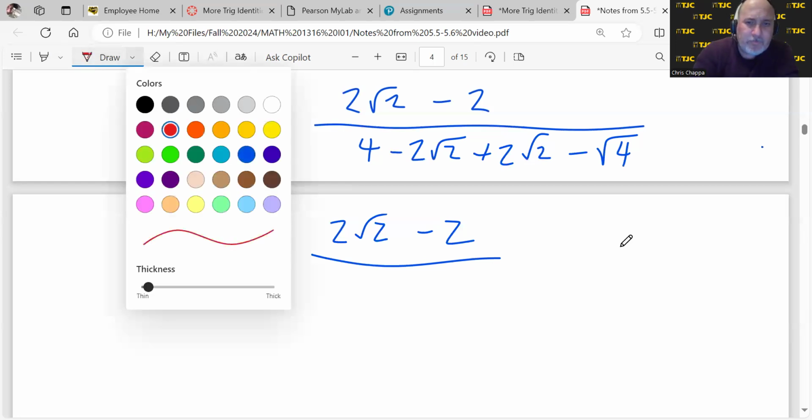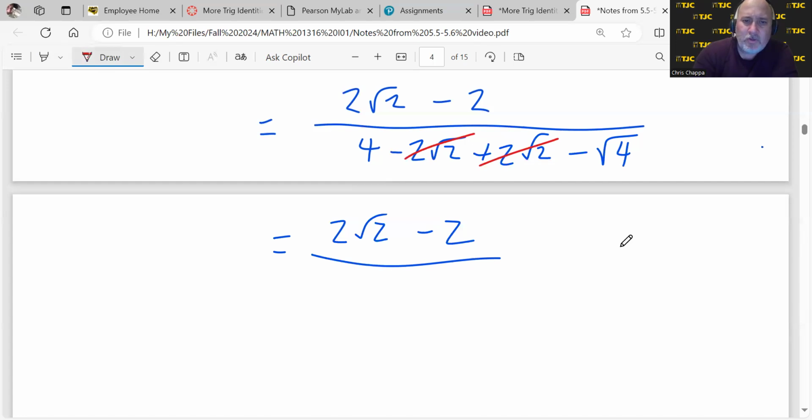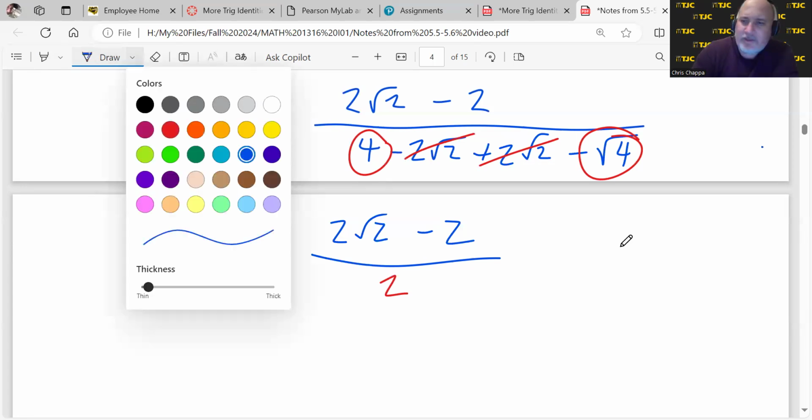On the bottom, these terms cancel. And then we have 4 minus the square root of 4, but the square root of 4 is 2. So the bottom is really 4 minus 2, which is just 2. And now that the denominator is a single term, we can clean this up.